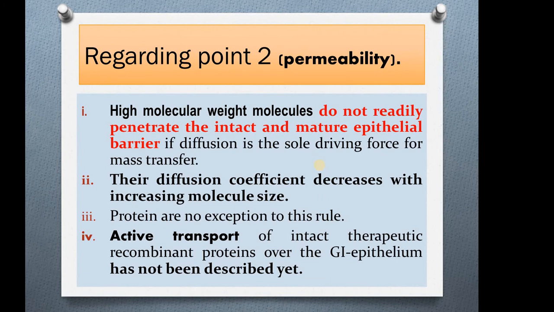Regarding permeability, high molecular weight molecules do not readily penetrate the intact and mature epithelial barrier if diffusion is the sole driving force for mass transfer. If we only have diffusion working inside the GI tract, then it is impossible for these amino acids or peptides to be absorbed or permeate.